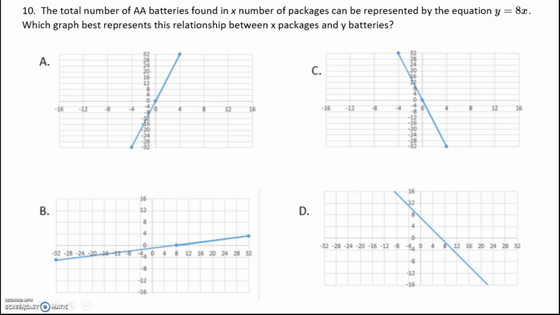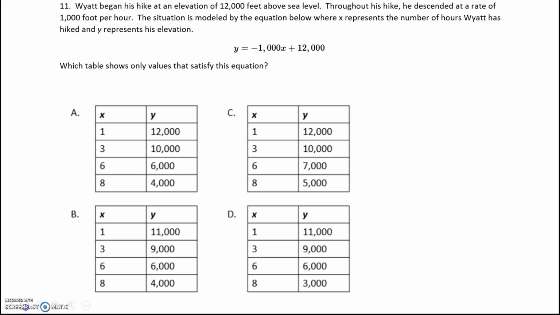Okay, so number 10 says the total number of AA batteries found in X number of packages can be represented by the equation y equals 8x. Which graph represents the relationship between X packages and Y batteries? All right, you've got this.